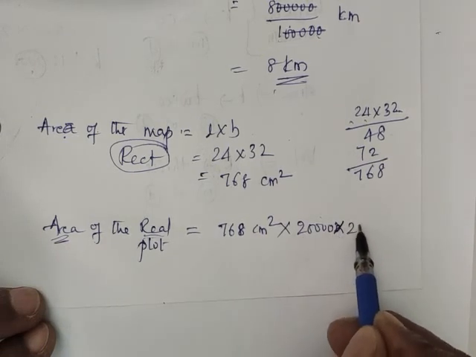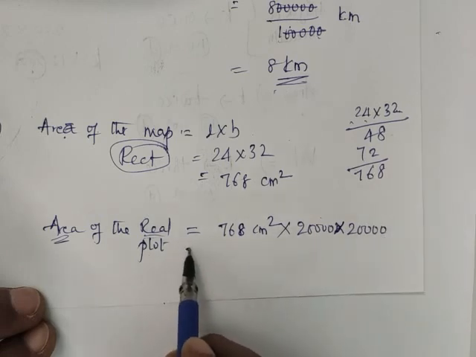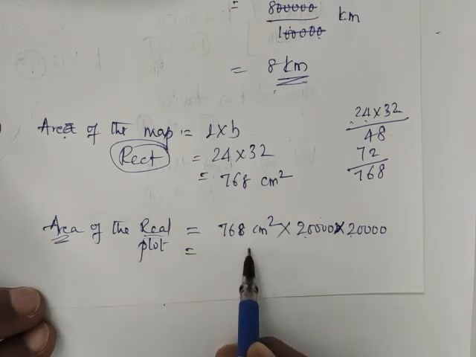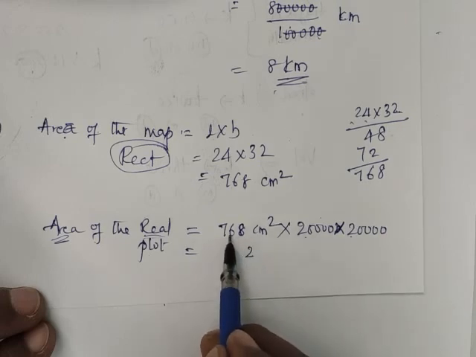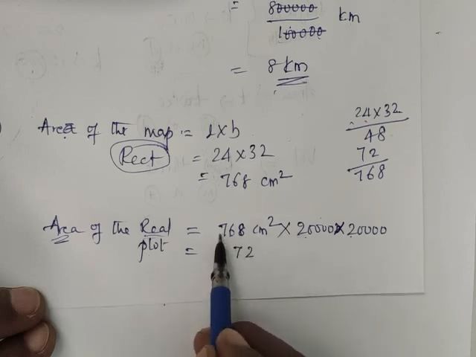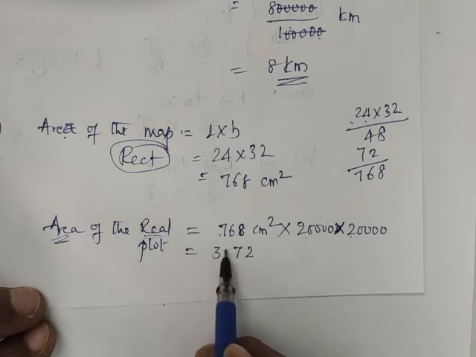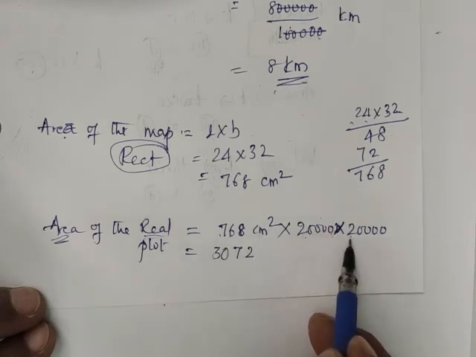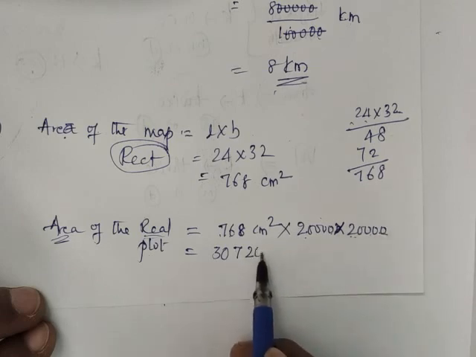What do you have to multiply? The scale factor, 20,000. Now 2 to the 4, 4 8s are 32, 3 carry, 4 6s are 24, 24 plus 3 is 27, 2 carry, 4 7s are 28, and it is 30. And how many zeros are there? 1 2 3 4 5 6 7 8. 8 zeros are there.